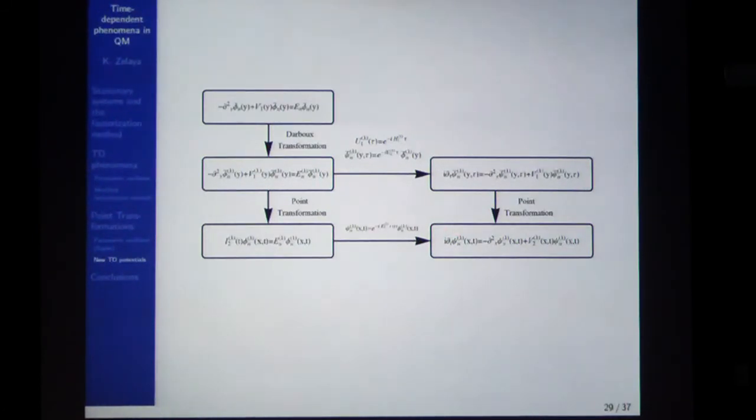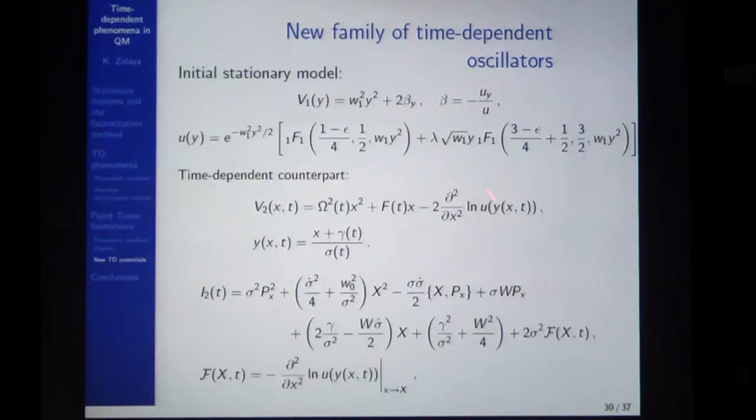However, if we apply in the middle the point transformation or the factorization method, my first part of the talk, we can get even more rich potentials, and that's what I'm doing here. I depart from the oscillator, I apply the factorization method, I get this new time-dependent potential, which looks like this, and on the other hand, I get the new invariant operator.